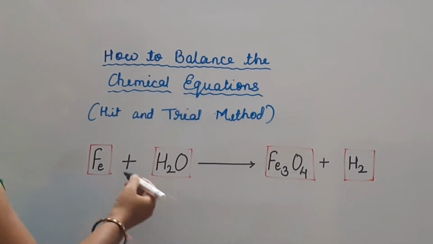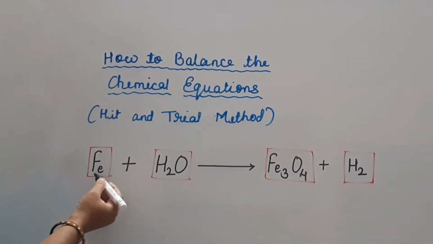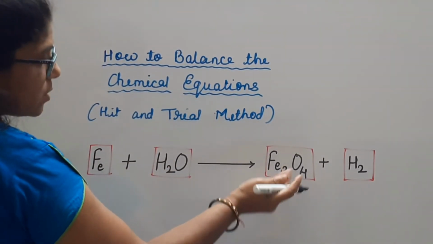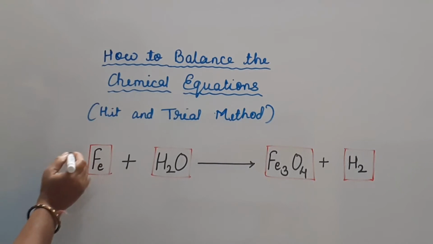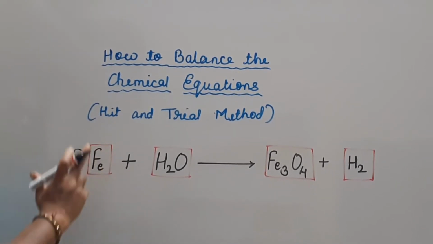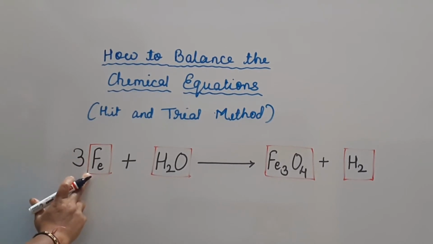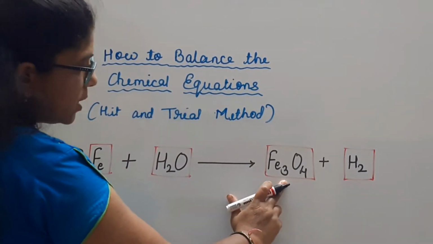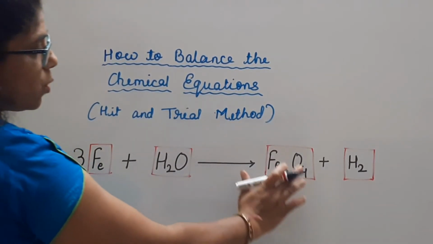Let us compare. Here 3 elements are taking part in the reaction: iron, hydrogen and oxygen. If we check, the number of atoms of iron is 1 on the reactant side, while on the product side it's 3. So how to balance this? Let us write 3 here. So now the number of iron atoms has become 3 on the reactant side and on the product side also it is 3. Now let us come to the oxygen atom.